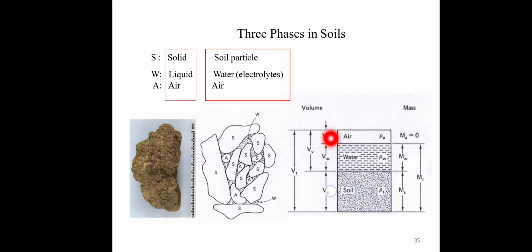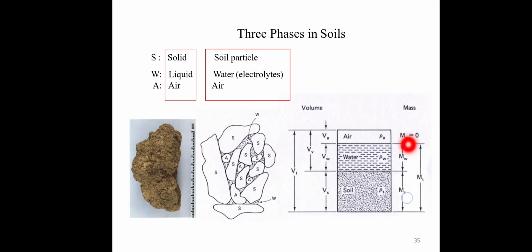If you calculate the volume of air, we call it Va. The volume of water is Vw. And the volume of solids we call Vs. Together, the volume of air plus the volume of water is called the volume of voids. And we take the total volume as Vt and the volume of solids as Vs.